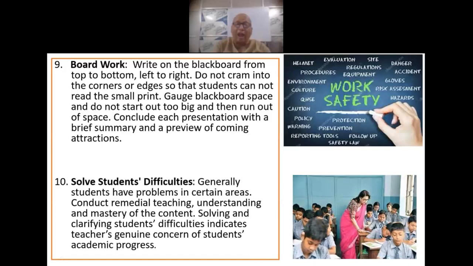Now in solving student difficulty, what does it mean? You may have to sometimes conduct remedial classes. All of us wait for 45 minutes after the students leave to correct the copybooks and all. During that time, teachers can conduct some remedial class for weak students. If students have something to clarify, this is the time you can help them to clarify.